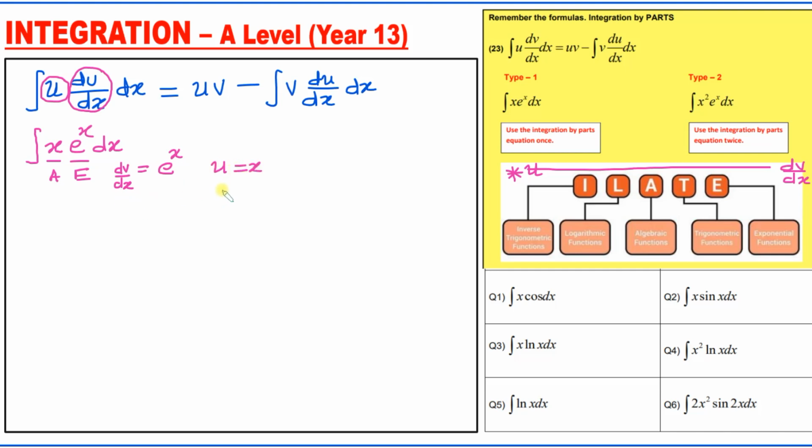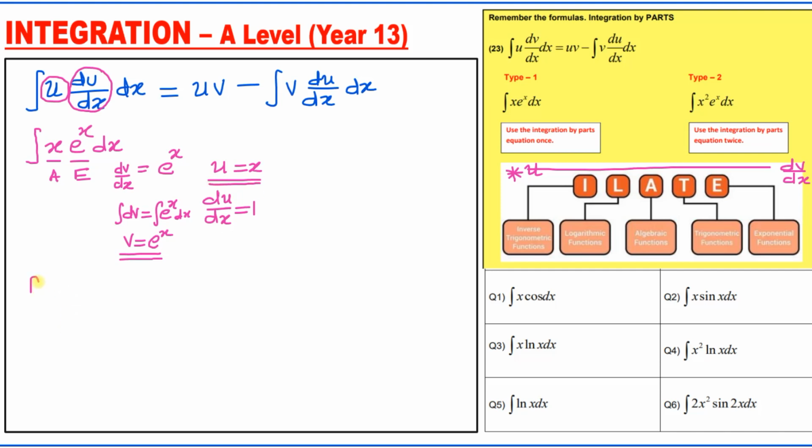Now when you differentiate, du over dx is 1. And now integrate both sides. That means for dv, I'm integrating e to the power x dx, and from that you find v equals e to the power x. So we found the v function and we know the u function.